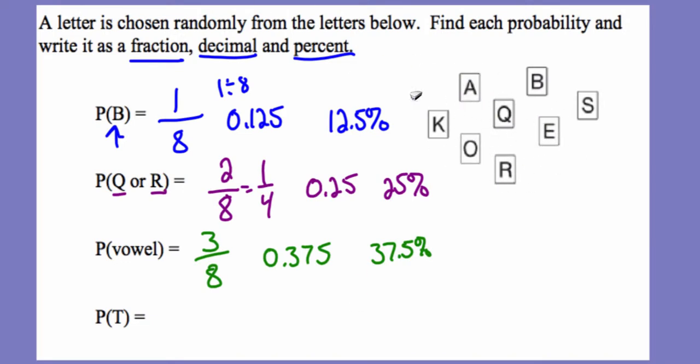And then our last one. What's the probability of getting a T? What's the probability of drawing a T out of that group? Well, if you look at it, there are 0 T's out of 8 pieces, so we have a 0% chance of drawing a T. It's an impossibility. There are no T's in that set.